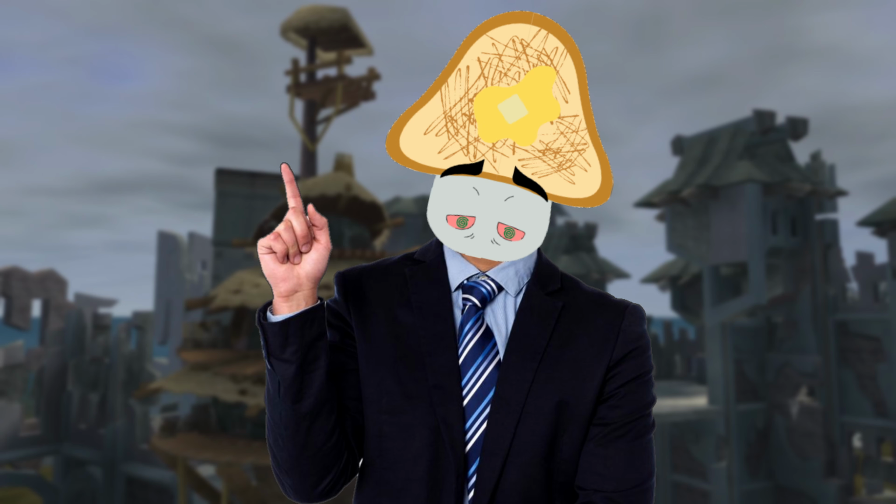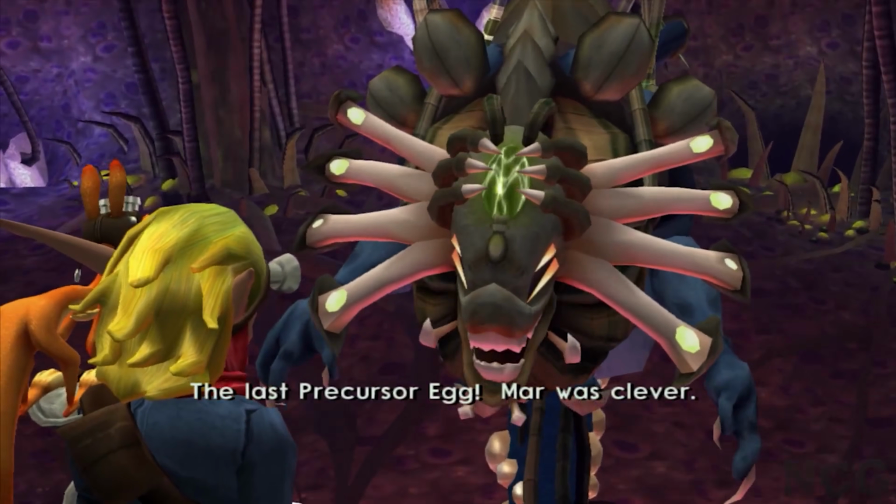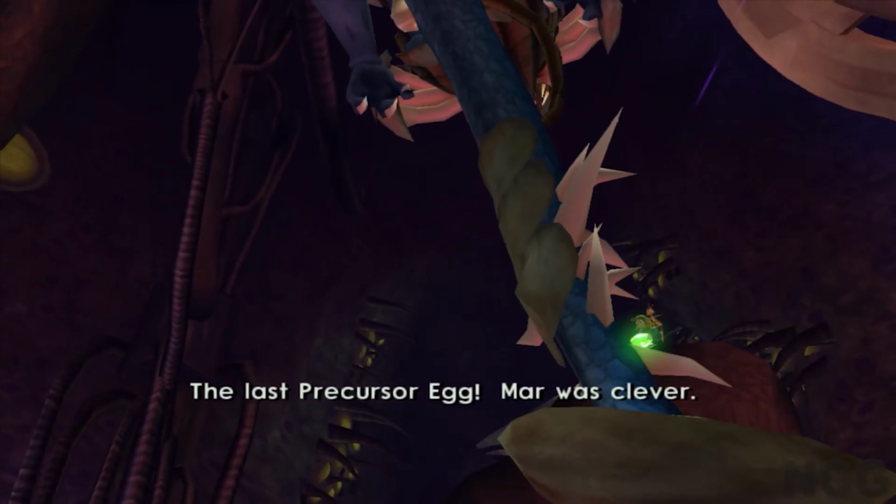There are multiple times where it is referenced by Metal Kor that the battle with Mar and the Precursors had spanned different times, and even that various Precursor artifacts had been sent to different times. Of course, a lot of this is speculation. The last Precursor egg. Mar was clever.